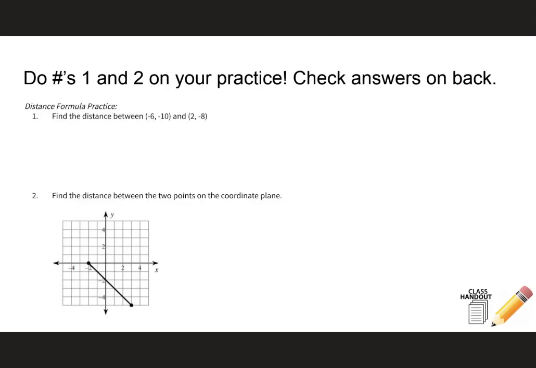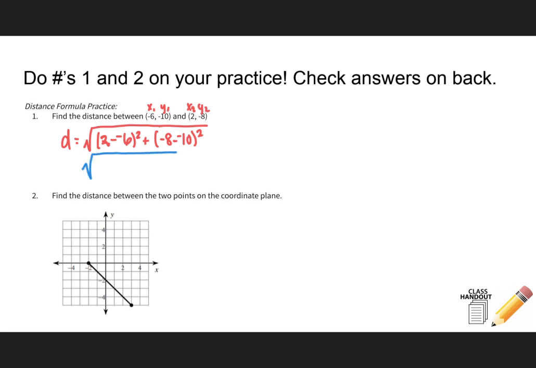All right, so now let's look at some of the practice problems. Again, it doesn't matter which one you label x1, y1, but I'm going to label my first point x1, y1 and the second x2, y2, and then we're going to use the distance formula. So it's x2 minus x1, so 2 minus -6 squared, and then it's going to be -8 minus -10 squared. Again, making sure that there's a minus sign between and that the negative sign comes with the number.